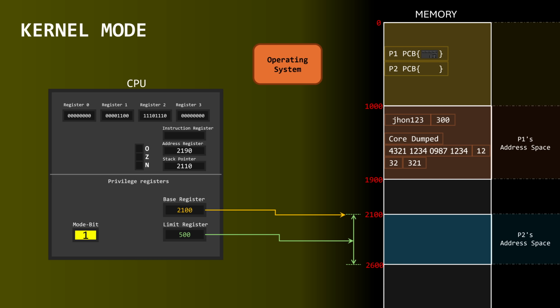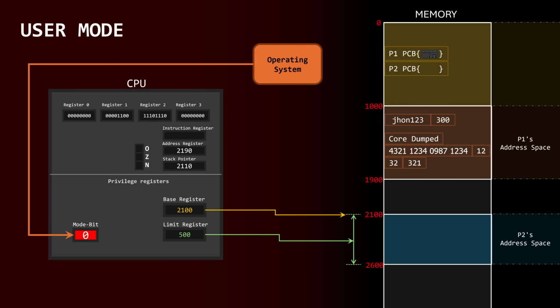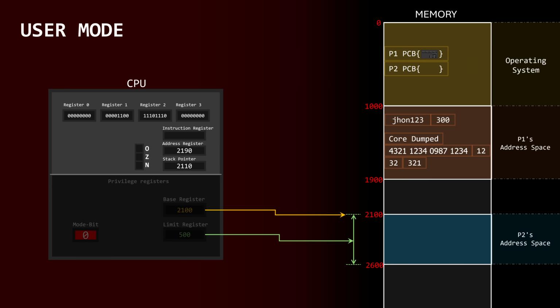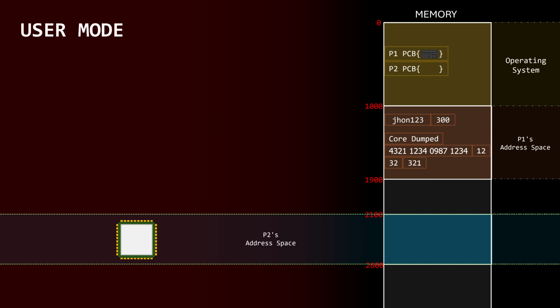Once everything is properly set up, the OS switches the CPU into user mode, allowing the user process to run. But in this mode, the CPU cannot modify the privileged registers. So the process is limited to using only the memory that the operating system has explicitly allocated to it. And that's the basic idea behind how the operating system, with support from the hardware, prevents user processes from accessing each other's memory.